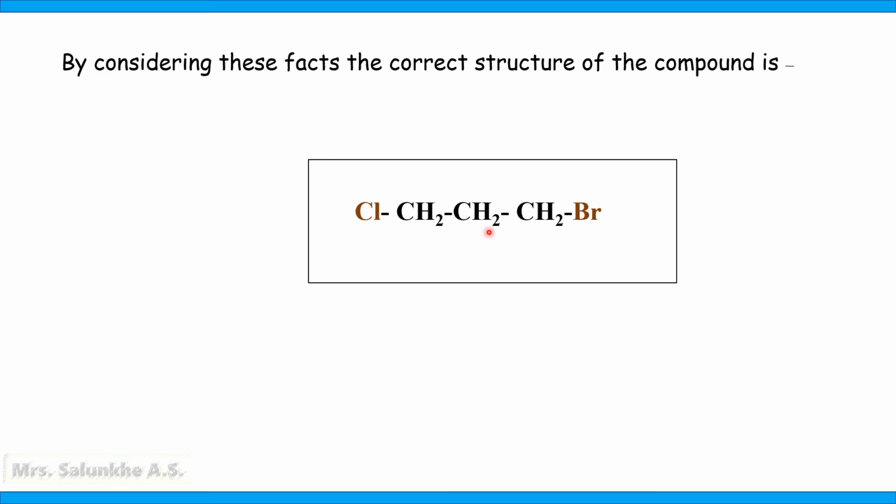There are 3 sets of protons. All these methylene group protons are not equivalent. This CH2 group is attached to chlorine. This CH2 group is attached to bromine, and that CH2, its chemical environment is different. And it gives 3 signals in the NMR spectrum. It gives a triplet at downfield 3.7 as chlorine is more electronegative than bromine. Therefore, its signal is at downfield 3.7.